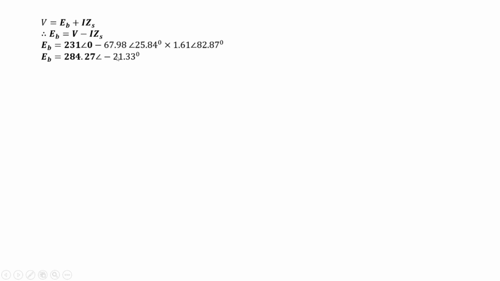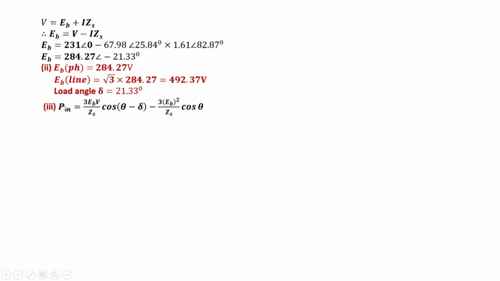So this is the load angle delta and this is the magnitude of EB, the phase value of the magnitude of EB. So the second part of this problem is the induced EMF, and the induced EMF in phase value is obtained as 284.27 volt and the line value is obtained as root 3 into this, which is 492.37 volt, and the load angle is 21.33 degree. Coming to the third case, that is we need to calculate mechanical power. This is the expression for mechanical power. Substituting different values in this expression, we can obtain the mechanical power developed in this machine as 39.62 kilowatt.